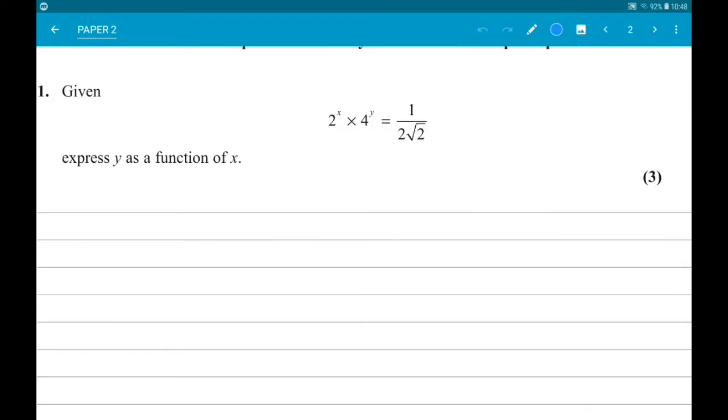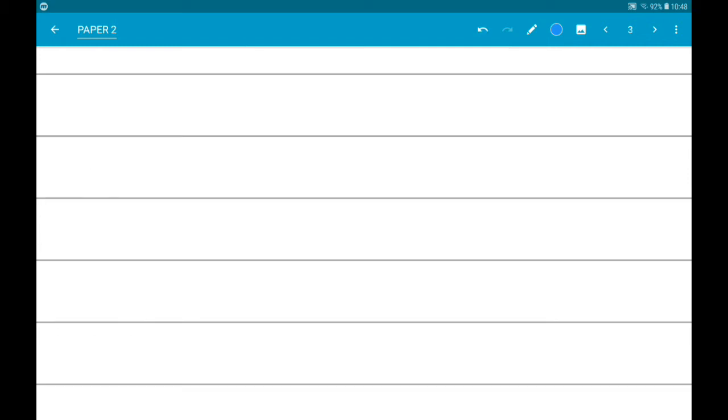Number 1. Given that 2 to the x times 4 to the y is 1 over 2 root 2, express y as a function of x. Alright, so we need to write each term in the same base. So here that's 2. So we have 2 to the x.